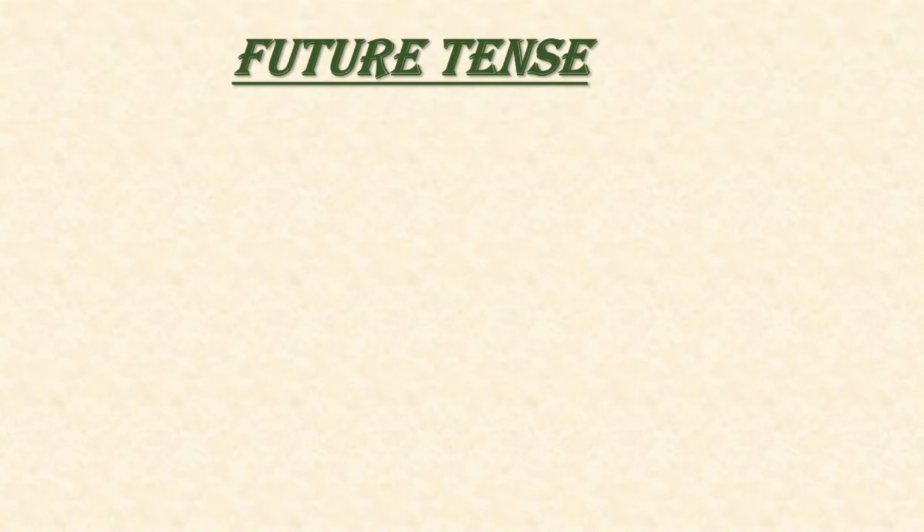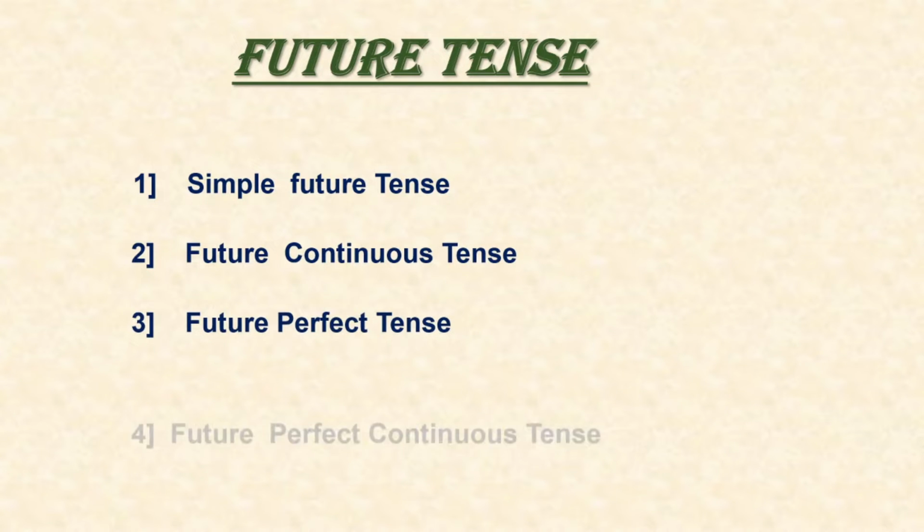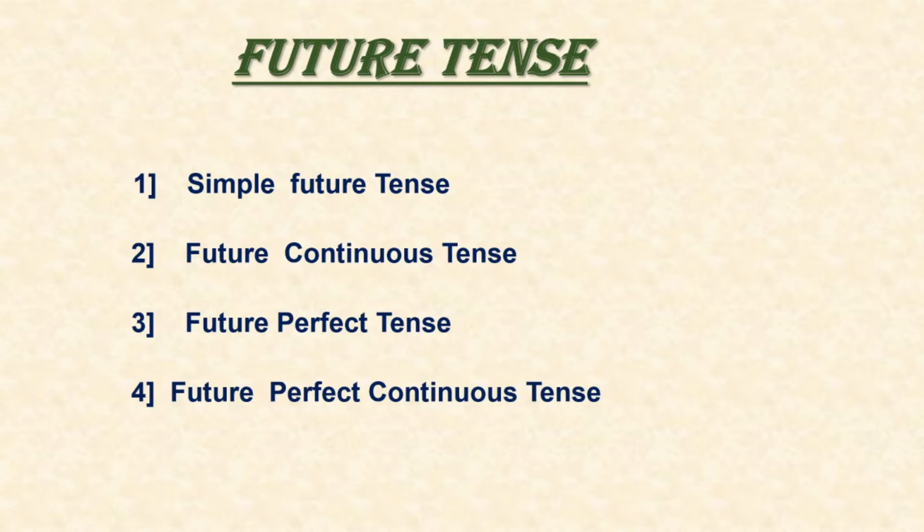First we are going to see the future tense. In future tense again we have sub tenses like simple future tense, future continuous tense, future perfect tense, and of course future perfect continuous tense. These four tenses we are going to study in this very video.